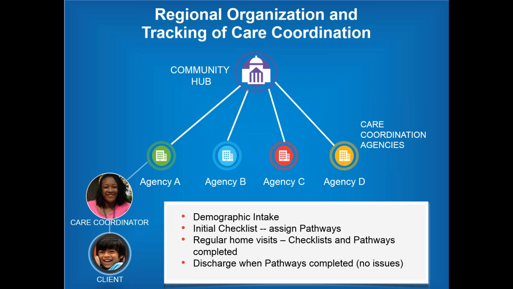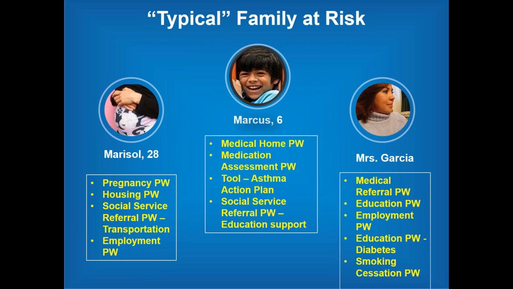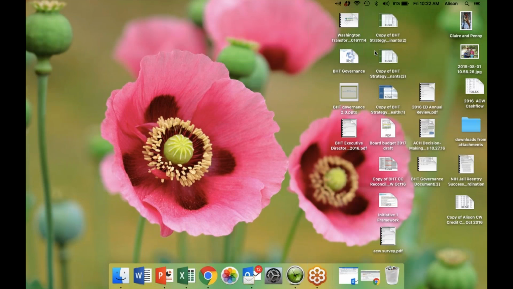So if we go back to the family, you'll now see that the community health worker who's trained in this model realizes that everybody in this family is at risk and they all need services. So mom receives the initial pregnancy checklist, Marcus receives the initial pediatric checklist, and Mrs. Garcia receives the initial adult checklist.